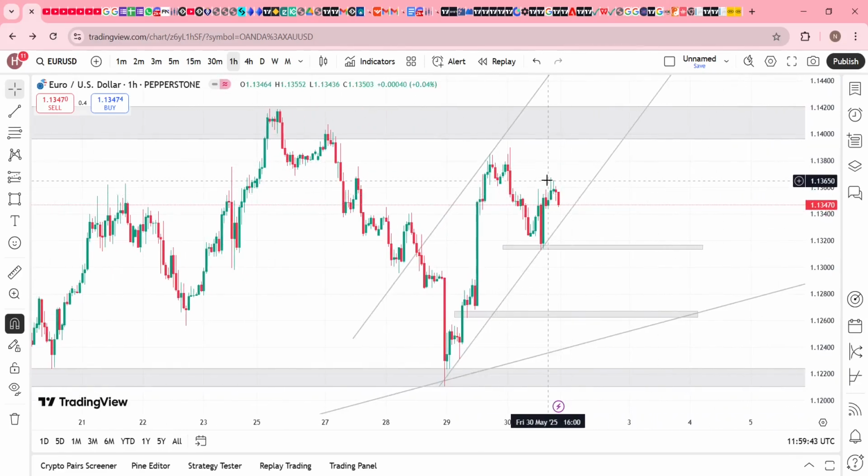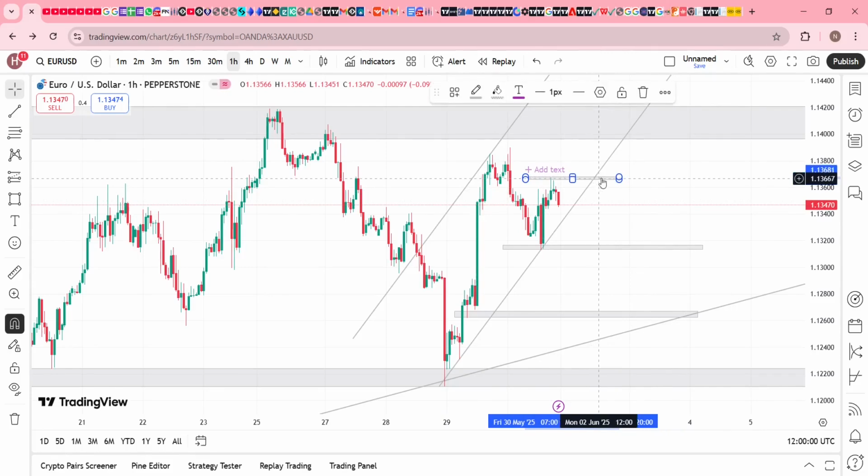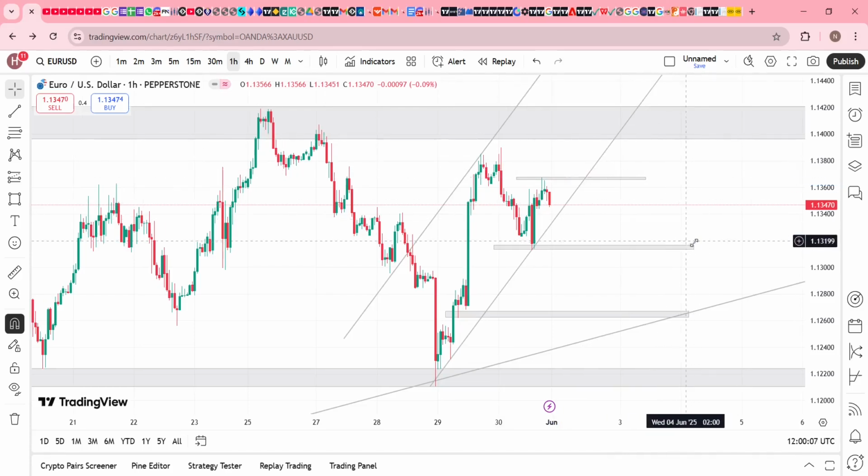So at this level, what I'm trying to get now is my risky zones, where I believe price is going to manipulate right up to. So we have this zone at this level equally. We have this zone right here. Okay, we have this zone at this level.